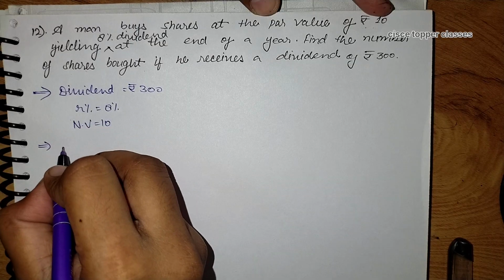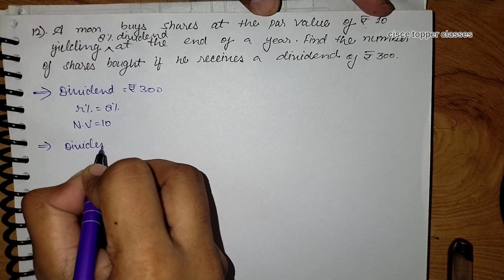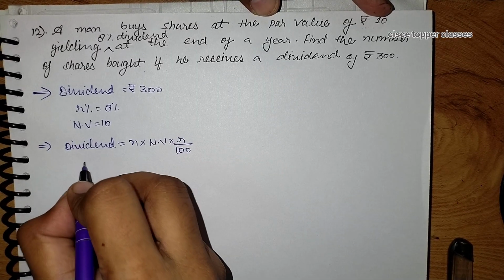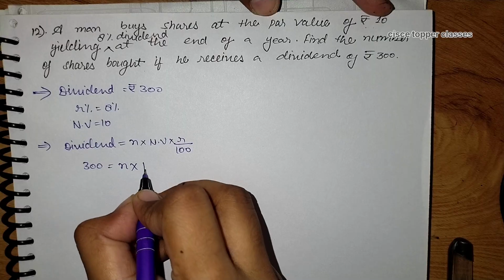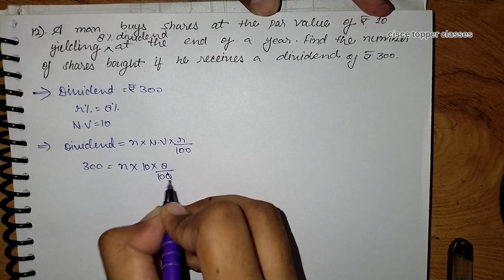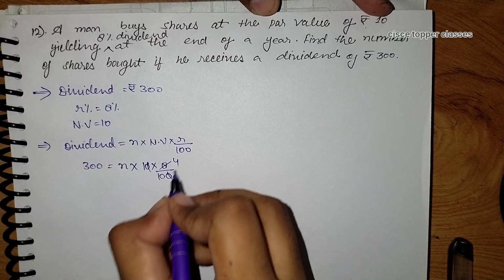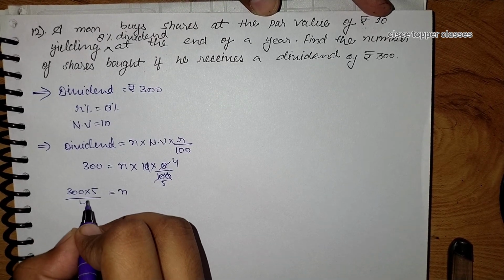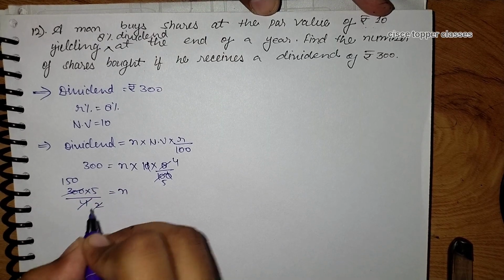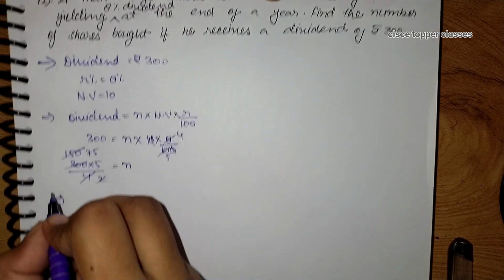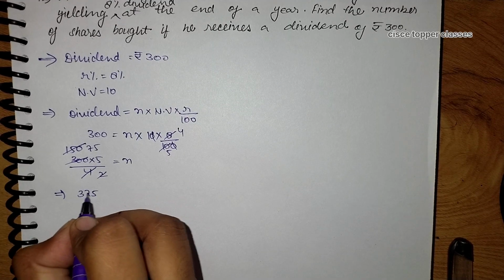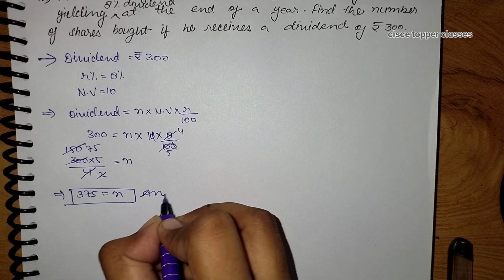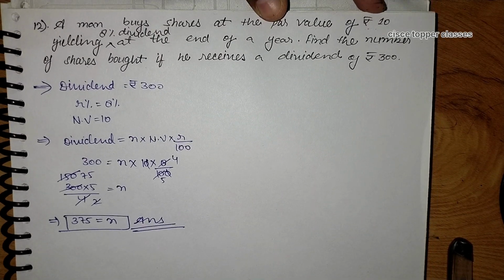If we want to find the number of shares by formula, putting the values in the formula, we will get number of shares n into nominal value into rate by 100. So this is 300. Number of shares we have to find, nominal value is 10, rate is 8 by 100. This will be cancelled out from here. This will be cancelled out by 4 by 5, means n is equal to 300 into 5 divided by 4. And I'm calculating, this will be 75, and 75 into 5 will be 375. 375 is equal to number of shares in this question. So this is the final answer in this question, and this is the solution of question number 12.